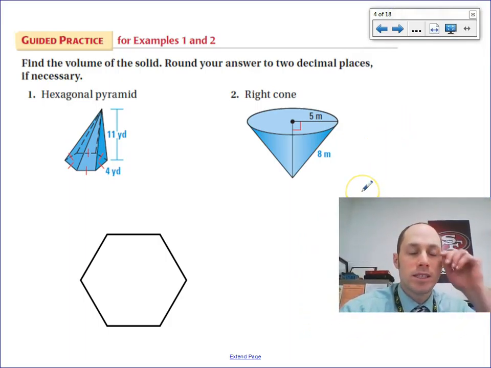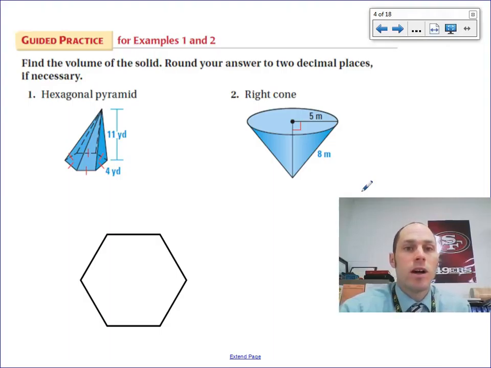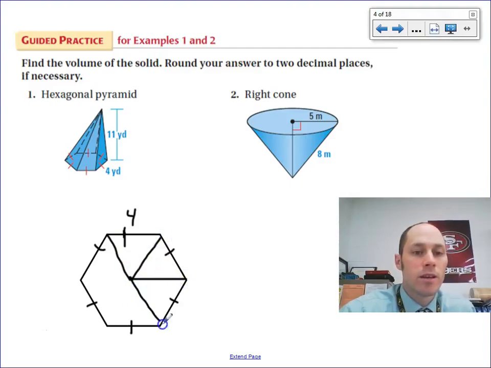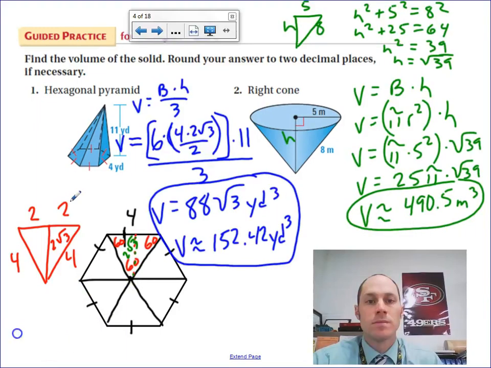Let's take a look now at these. Let's see if you can calculate the volumes of the hexagonal pyramid and the right cone. And if you remember last time, we kind of worked on calculating the area of this hexagon. This time we're only given length 4. So I'm going to let you see if you can figure out how to calculate this area when you're only given the side length. So good luck. Pause the video, restart when you're ready.